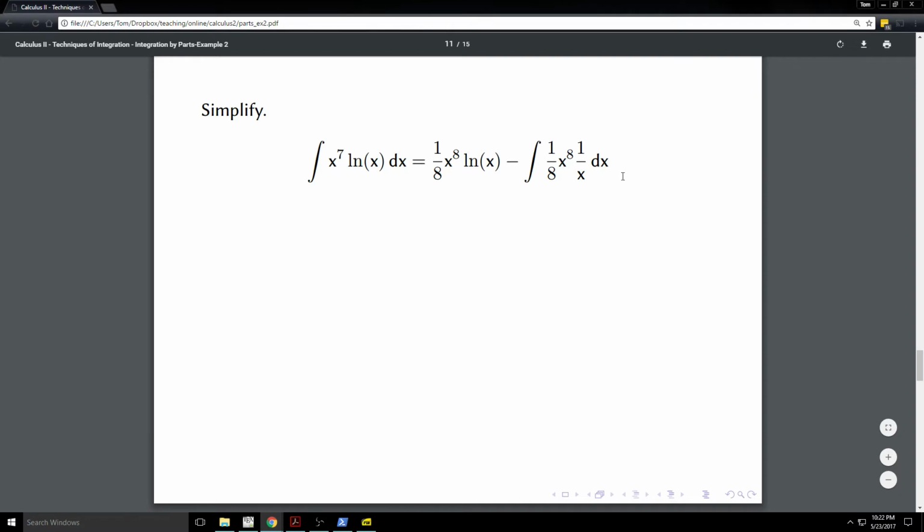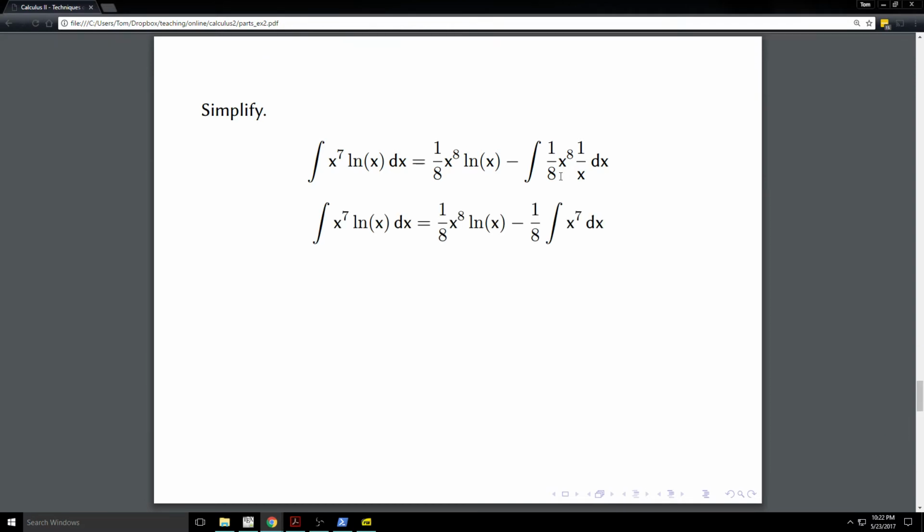What we want to do now is to simplify that. So what I'm going to do is pull this 1/8 out using the constant multiple rule. Then I have x to the 8th times 1 over x, that's x to the 8th over x, which winds up to be x to the 7th. Okay. So I've simplified things as much as I can, and now I just need to perform this integral right here, which is an easy integral of a power function. I can just use the power rule. The antiderivative or indefinite integral of x to the 7th is 1/8 x to the 8th.